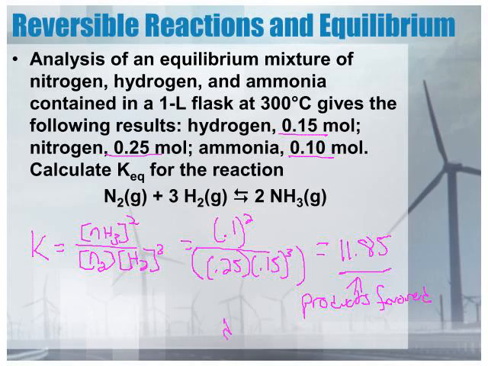If it's a decimal, then that means that your reactants are favored. Because if you think about it, you've got your numerator and your denominator. Your numerator is your products, your denominator is your reactants. So if you've got a decimal number, then that means that your denominator is larger than your numerator, giving you a decimal. So with decimal numbers, your reactants are favored.